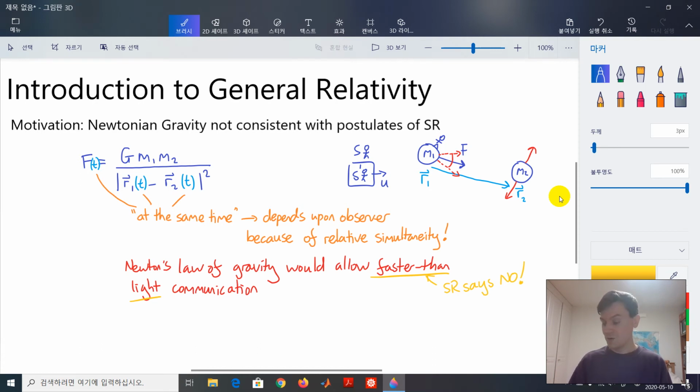Okay, so once you accept the fact that Newton's gravity is not consistent with the principles of special relativity, you have to ask, how do we find a new theory of gravity? And this turns out to be a very big problem, and it took Einstein the best part of 10 years to find the solution to this problem. And it requires much greater modification than, for example, the concept of momentum.